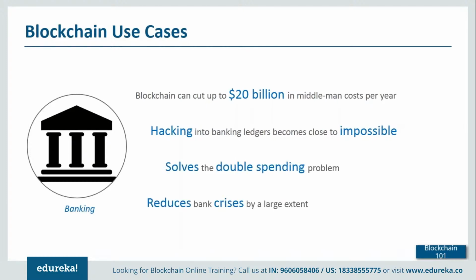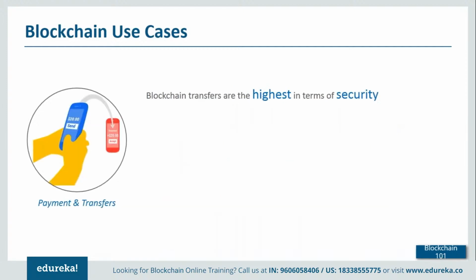Now, since it is running on a blockchain system, the issue of double spending as well as financial crisis gets reduced to a complete minimum. This is mainly because we follow a decentralized approach, and here every transaction is validated and verified before getting approved. So the next domain is the payment and transfer domain.